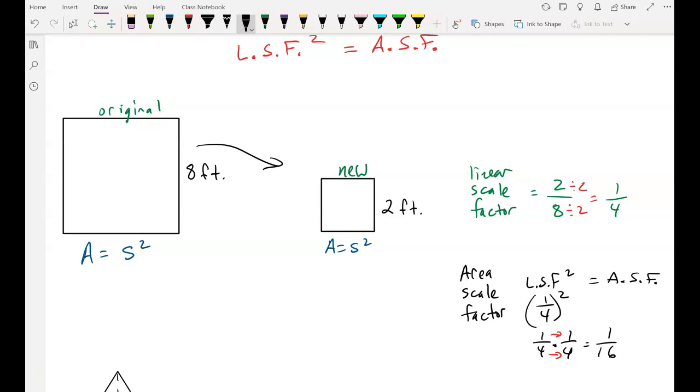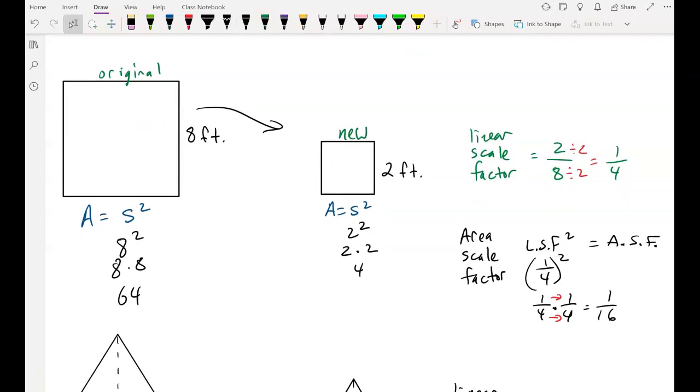Let's see if this is true. The area of our first square is the side length squared. That's 8 times 8, and 8 times 8 is 64. The area of the small square, the side length is 2, so that's 2 squared. That's 2 times 2, which is 4.